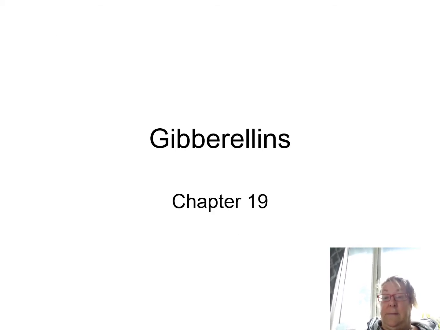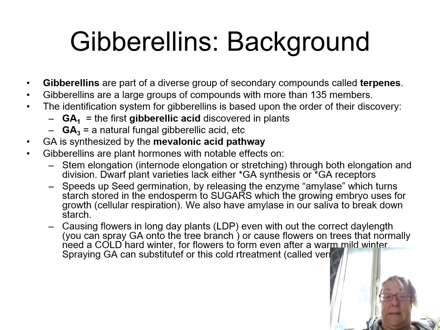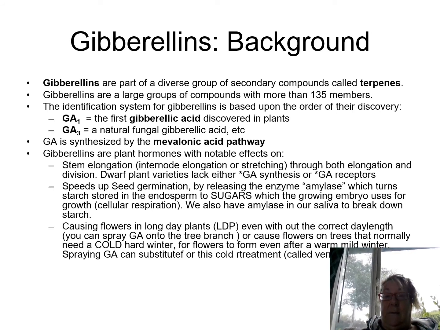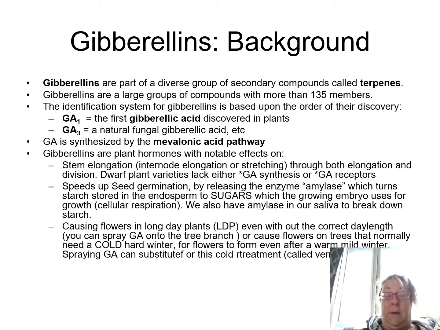Gibs. Lots of gardeners know about gibberellic acid. They are a large category of many different compounds. We just put a number behind the GA. There are more than 135 of them. They're made from the mevalonic acid pathway.